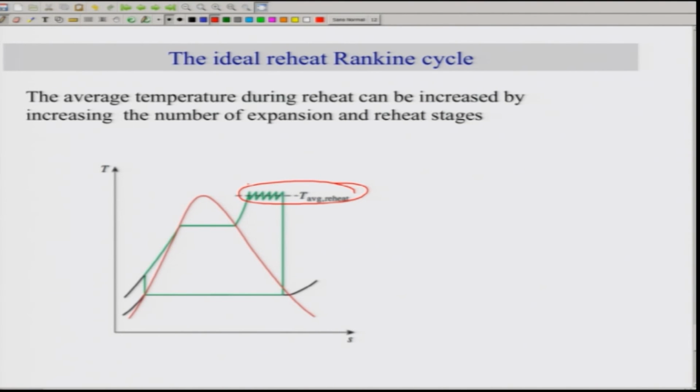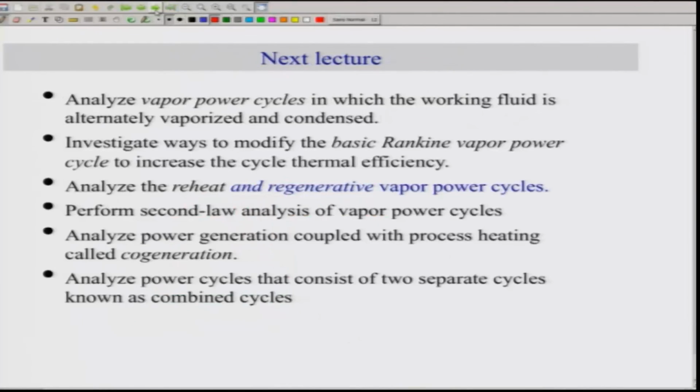So for this you will have to increase the number of expansion and reheat stages in order to have very high temperature during reheat. This is basically from the basic concept that we need higher average temperature at which the heat is being supplied. So that will be the end of this lecture.